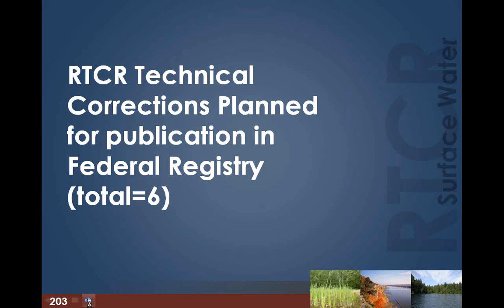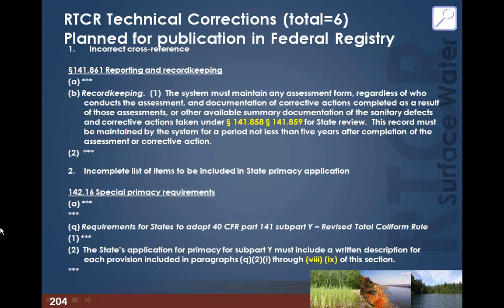So now the technical corrections. Like I said earlier, there are about 6 technical corrections planned for publication in the Federal Register. None of these technical corrections change the rule. The substance of the rule requirements remains the same, but there are areas where there were just typos and clarifications are needed. The very first one has to do with the reporting and record-keeping section. There is a reference to 141.858. That reference should be 141.859 to be consistent with the assessment requirement language.